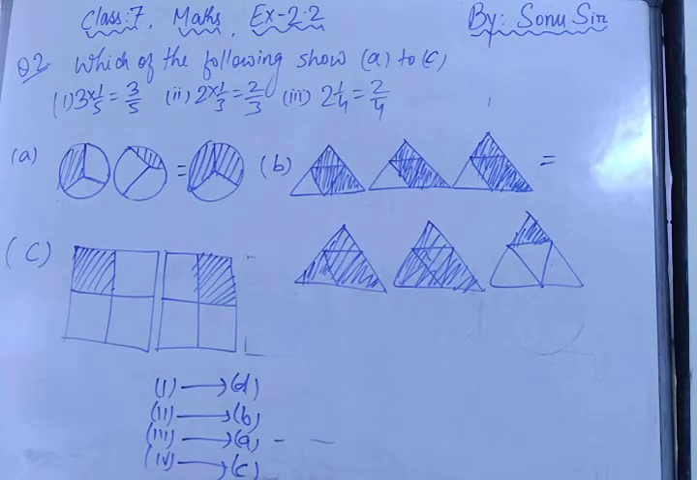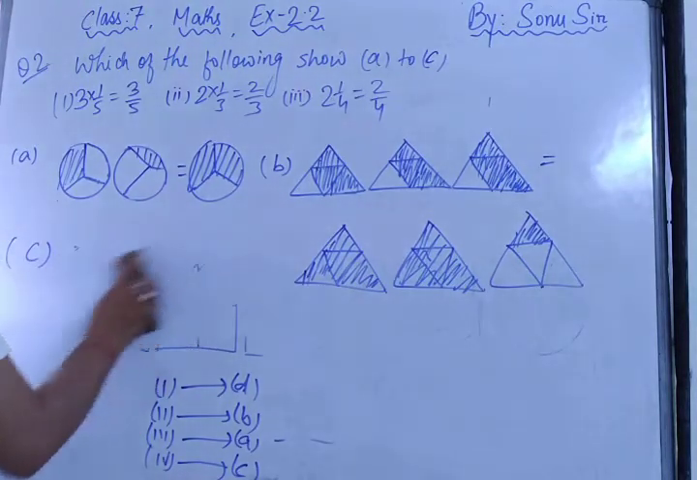Now we are moving towards option C. In option C, there are 3 squares. How many squares are there? 3 squares are there.